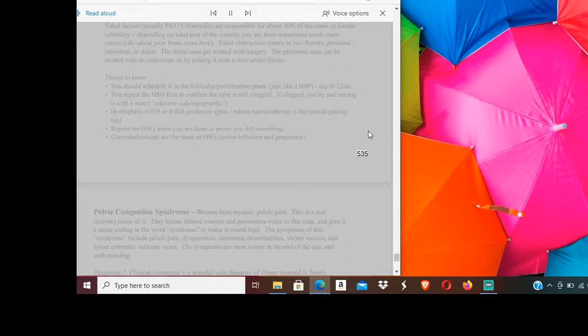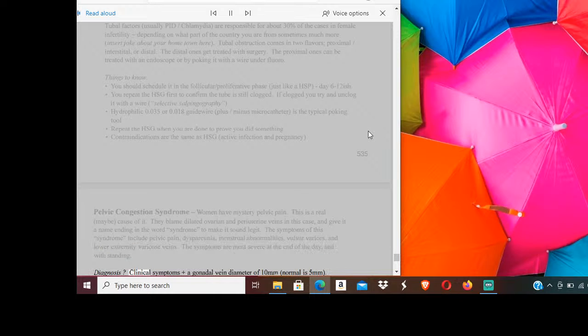535. Pelvic congestion syndrome, women have mystery pelvic pain. This is a real, maybe, cause of it. They blame dilated ovarian and periuterine veins in this case, and give it a name ending in the word syndrome to make it sound legit. The symptoms of this syndrome include pelvic pain, dyspareunia, menstrual abnormalities, vulvar varices, and lower extremity varicose veins. The symptoms are most severe at the end of the day and with standing.